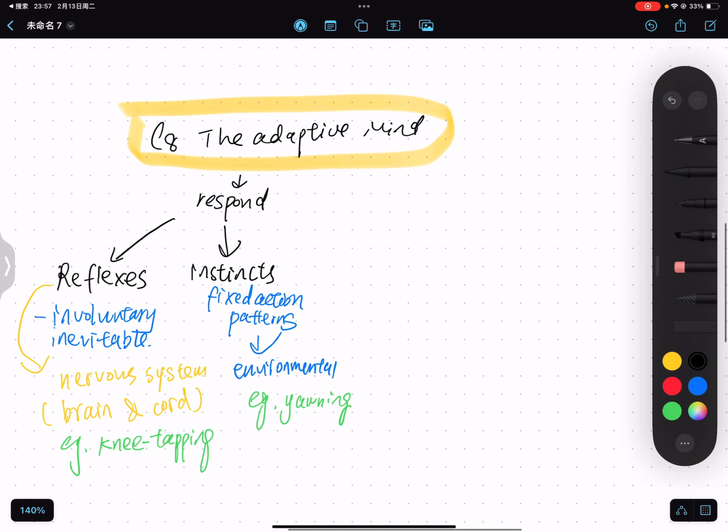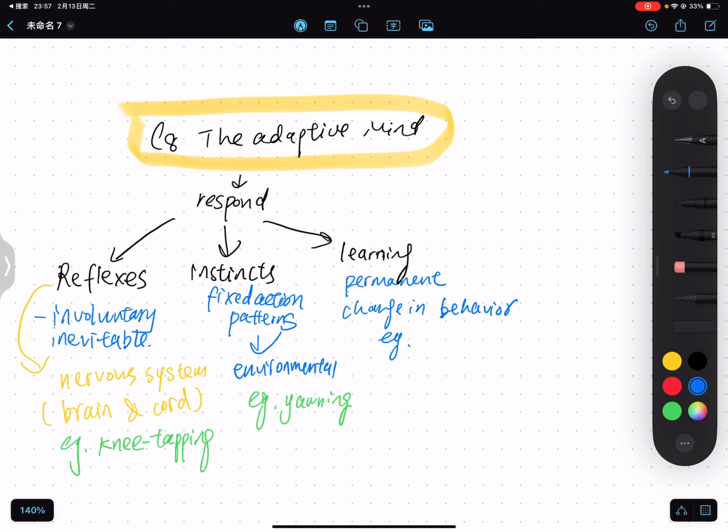So let's talk about the final way. The final way is called learning. Learning is a relatively permanent change in behavior. The important point is change in behavior. After learning, we can do something new that we didn't do before. For example, imprinting is one of the ways of learning, like baby ducks following their parents.